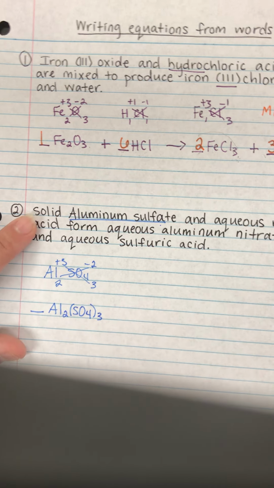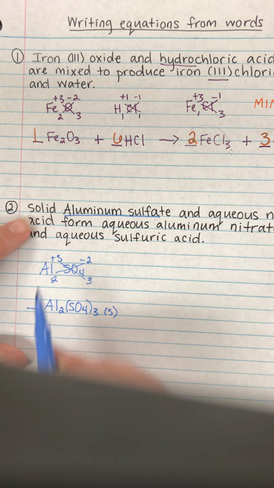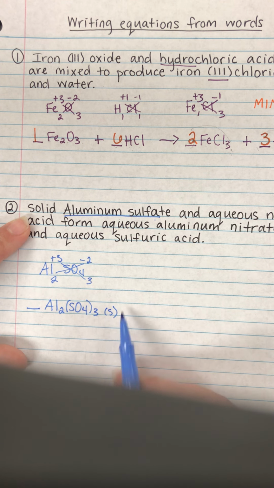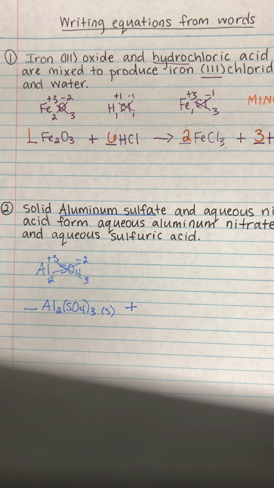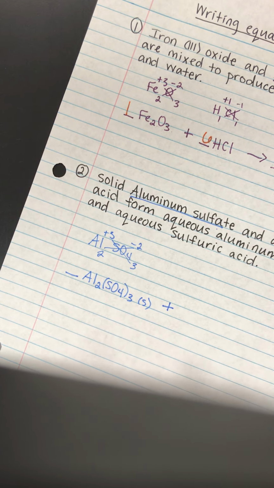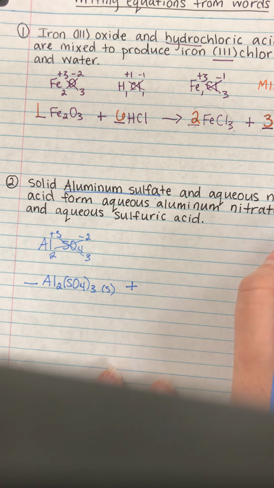And it told me it was a solid, so I'm going to put a little S behind it. And you put it in parentheses. Solid is an S, but it goes in parentheses. All right, and then it says and, that's our plus sign. Okay, and then aqueous nitric acid.